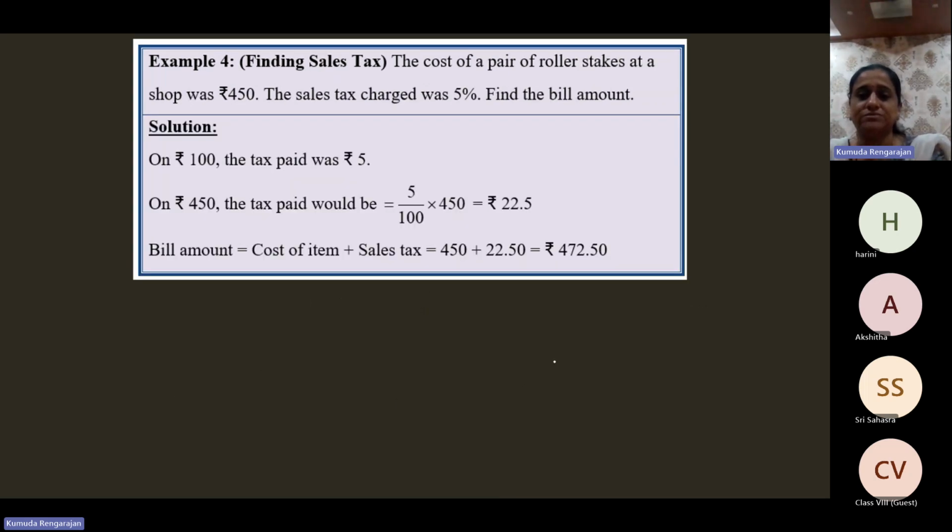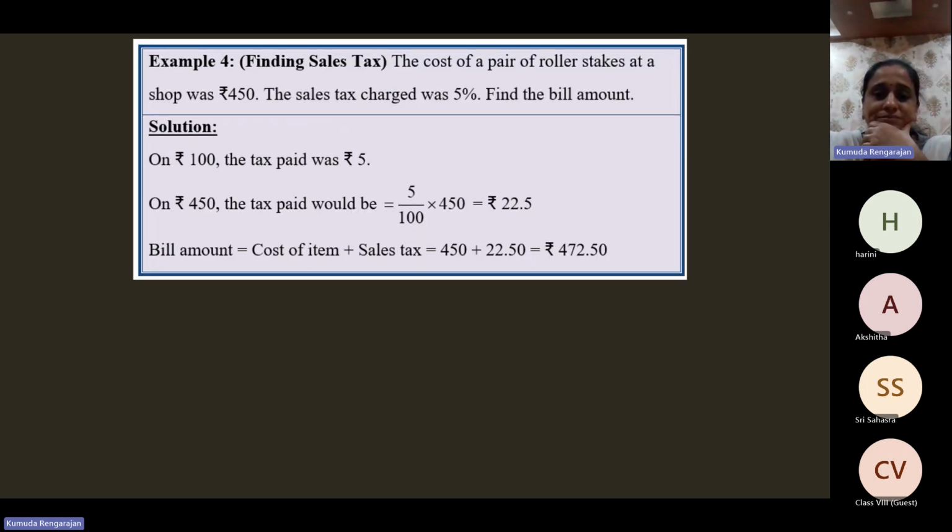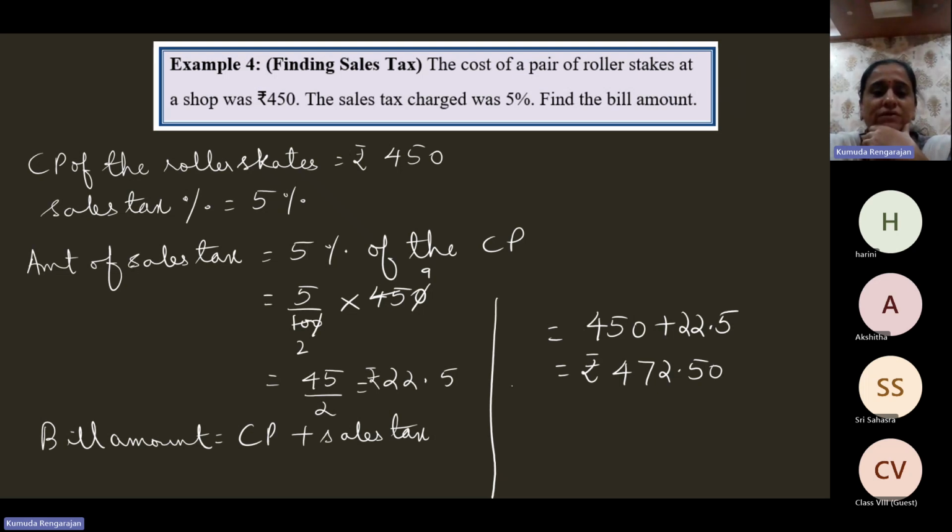But look at this situation. In this situation, the bill value at the counter is 784. So 784 is with GST. You don't know the price without GST. That is what you have to find. See here, what is the price without the sales tax? 450. The price without sales tax is 450. The price with the sales tax is 472.50 paise.